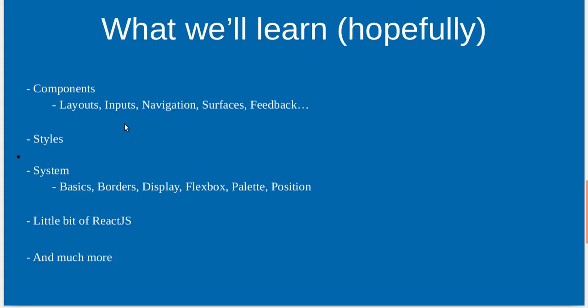Okay, so what are we going to learn in this crash course? First of all, we're going to learn about components. In material design components, we have layouts, inputs, navigation, surface, feedback, and so much more. Then we move to styles, which are basically like CSS styles, but a little bit interesting, I guess. Now we move to systems, which are the basics, borders, display, flexbox, palette, and positions.